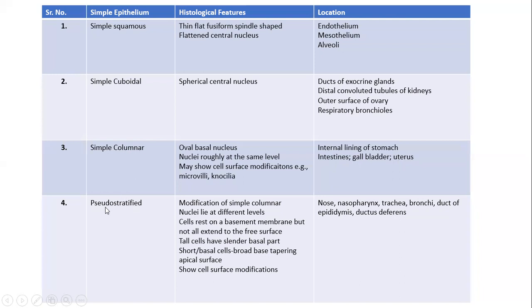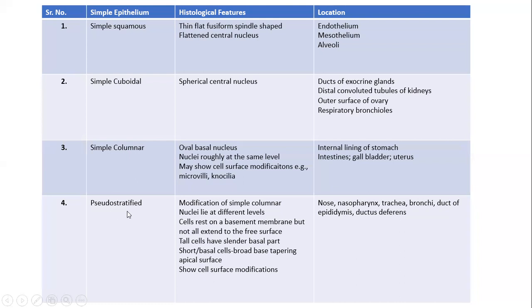Pseudostratified epithelium. Pseudo means false and stratified means multiple layers. So what exactly does this name of the epithelium imply? It implies that this epithelium is basically simple epithelium, having a single layer of cells. But it gives a false appearance of being multiple layered.